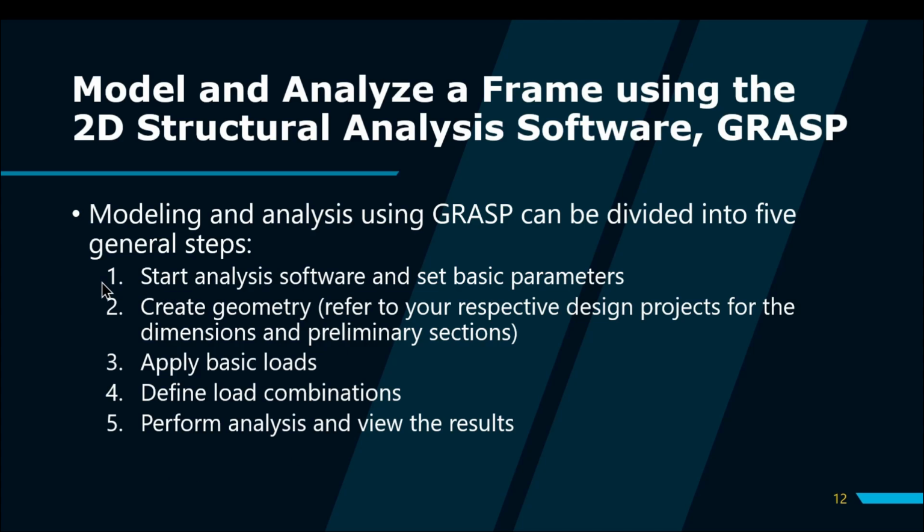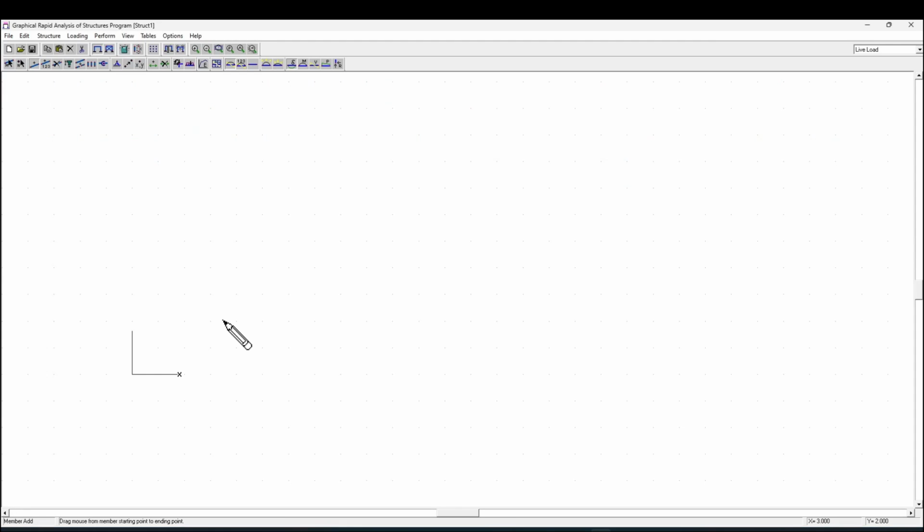Number 1, start analysis software and set basic parameters. Number 2, create geometry. For the geometry, you can refer to your respective design projects for the dimensions and preliminary sections, or what we call the trial sections. The third, apply basic loads. Number 4, define load combinations. And number 5 is perform analysis and view the results. So one by one, we're going to tackle each of these by demonstrating here in this 2D structural analysis program.